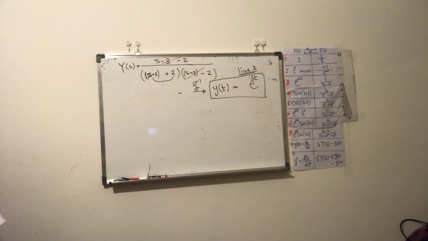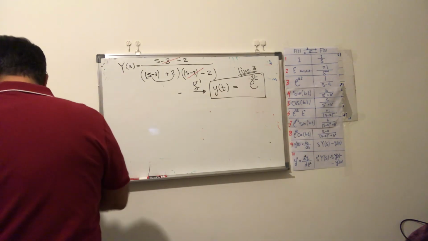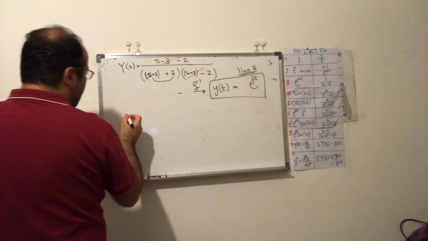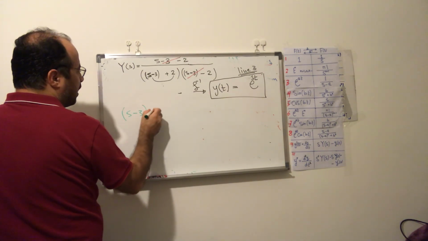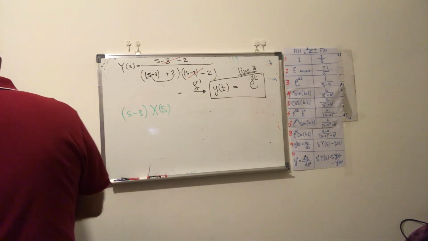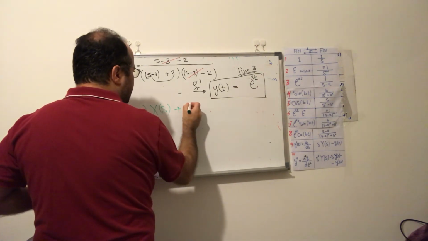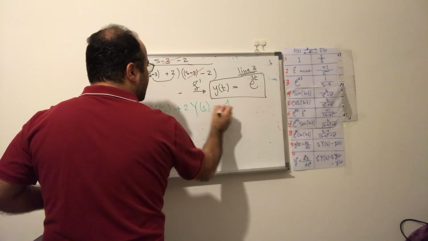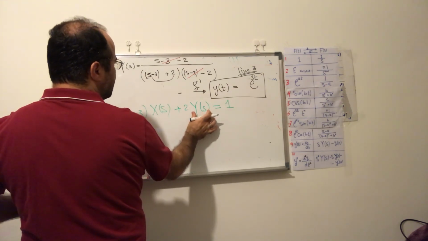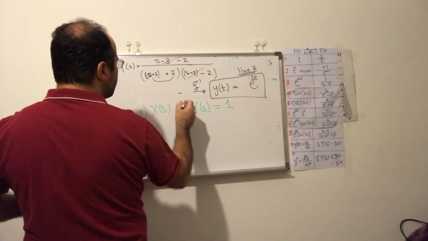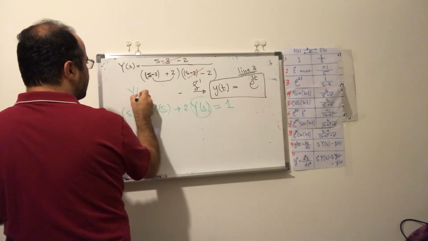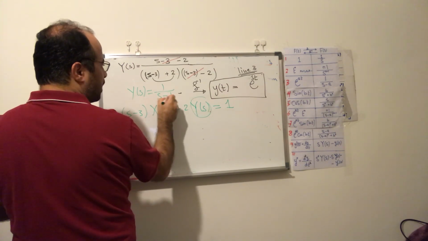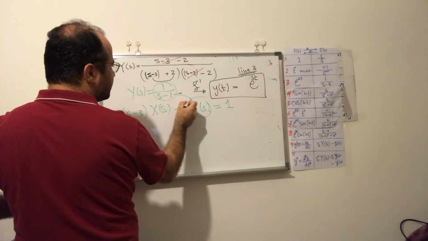So from the first equation, the equation in green, it was s minus 3 times x of s plus 2 y big of s equal 1, right? But now we know this thing. What was this thing? This thing was y big of s, it was 1 over s minus 1, right? So you take that and plug it here.